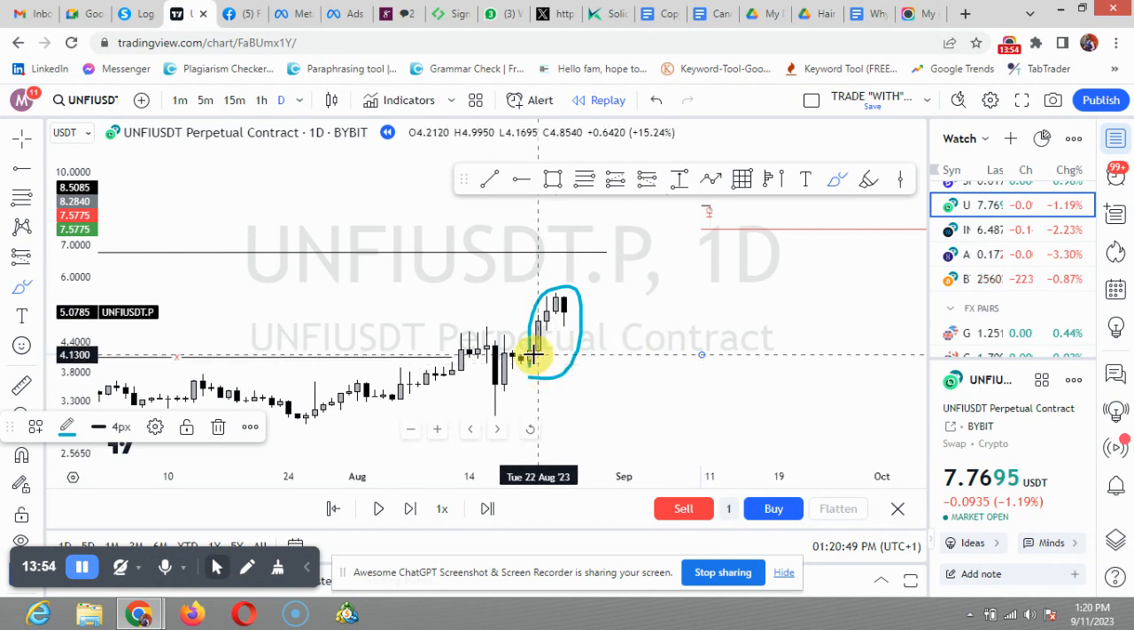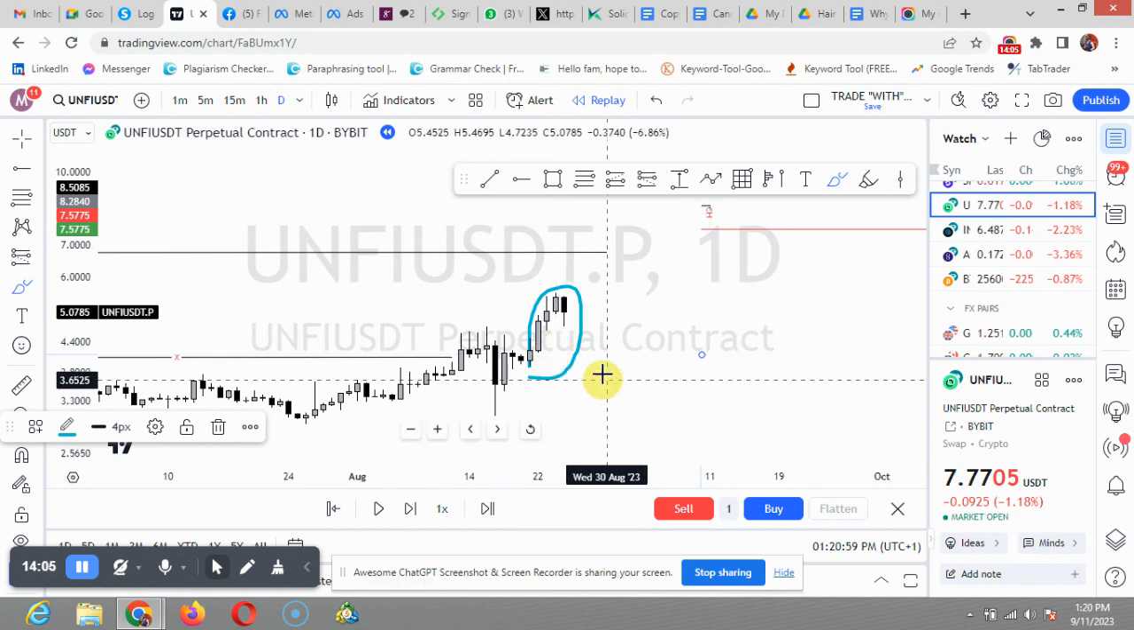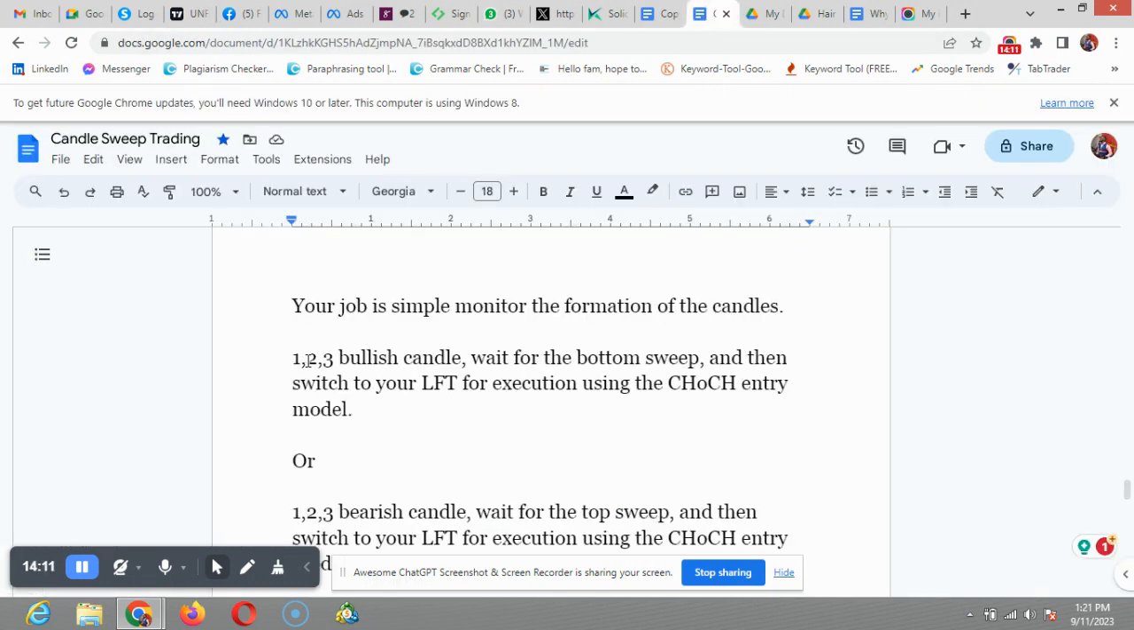Now, once I see 2 candles, I want to find the sweep of the low. So for a bullish trend, or for a bullish candle formation, our sweep would be the bottom. Let me explain this. Once I see 1, 2, 3 bullish candles, I want to wait for what? For the bottom sweep. So for a bullish trend, you want to wait for the bottom sweep.